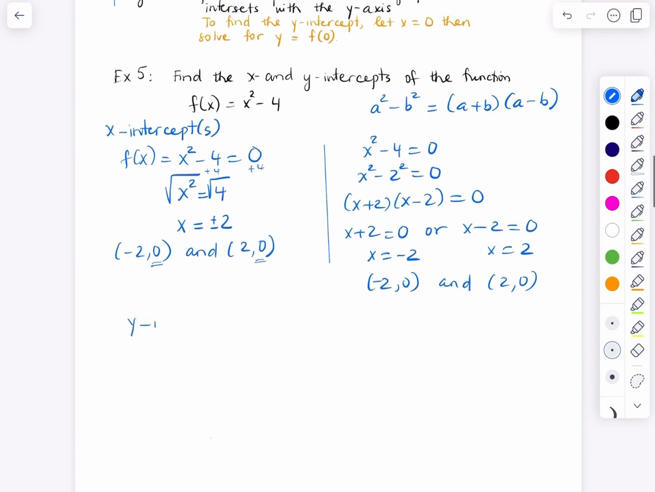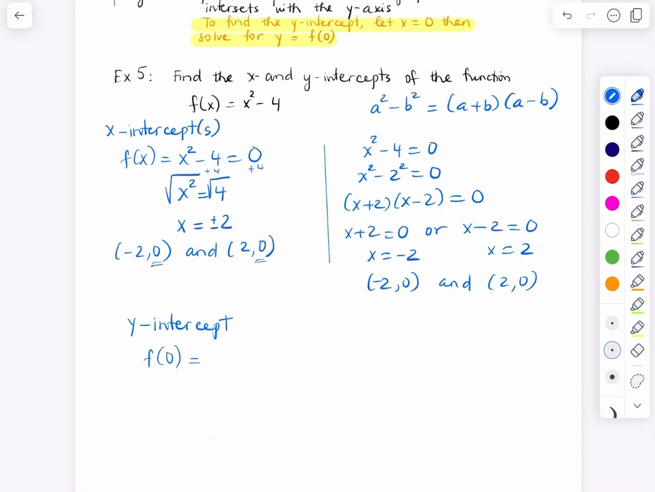Now let's look for the y-intercept. To find the y-intercept, you let x be 0, then solve for y, just the opposite of what we did earlier. So now, we don't let f of x be 0, we actually let x be 0. So we're looking at f of 0.